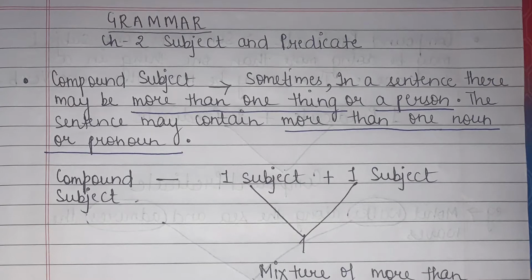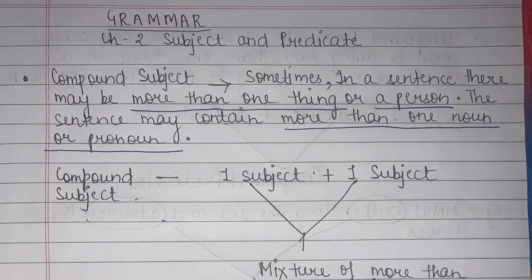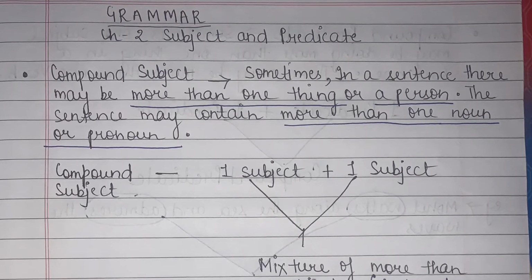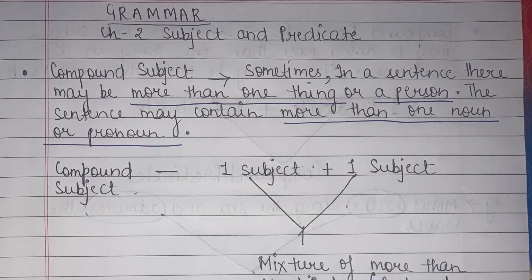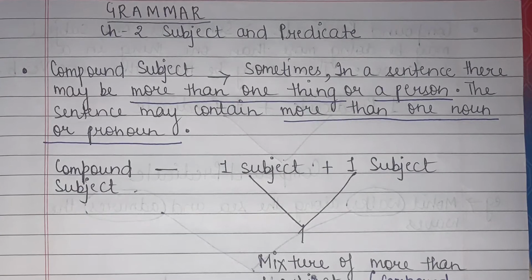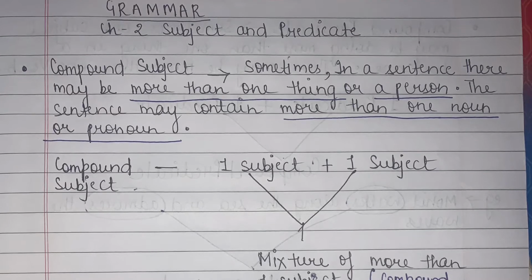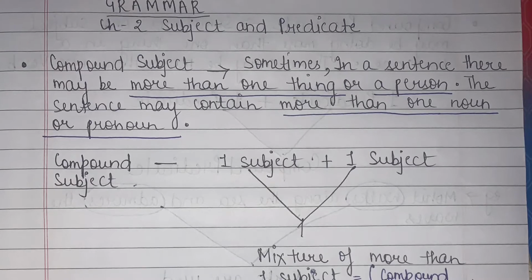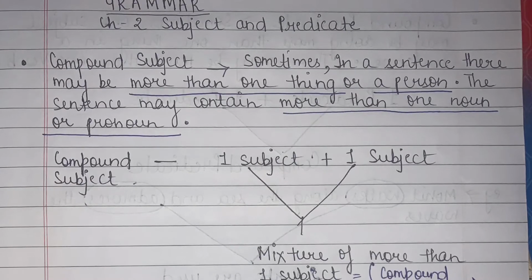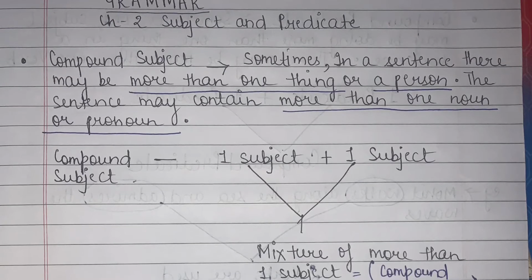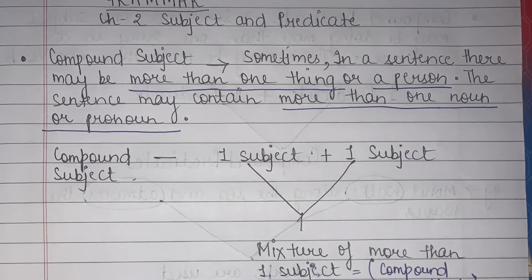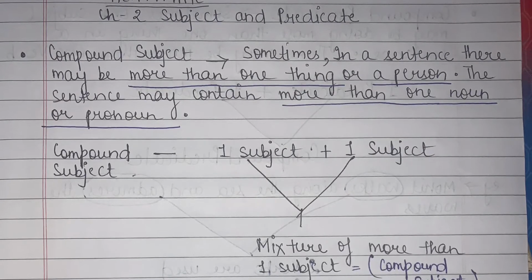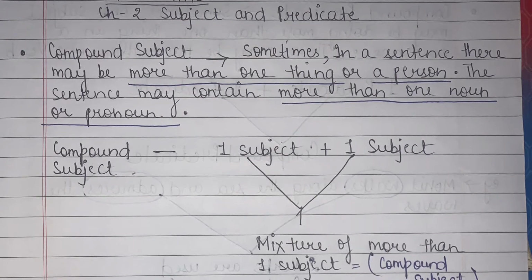So what is a compound subject? Sometimes in a sentence it happens that there may be more than one thing or person which we talk about, right? So the sentence may contain more than one noun or pronoun. So that would be our compound subject. To understand it easily, you can do it this way: one subject plus one subject is equal to compound subject, right? Whenever we have two subjects in a particular sentence, that sentence will be called compound subject, right? Is that clear to you all?